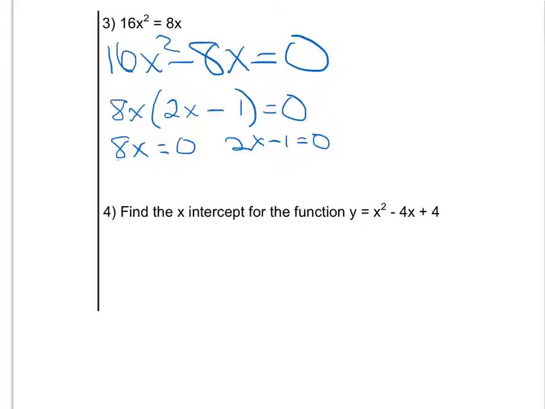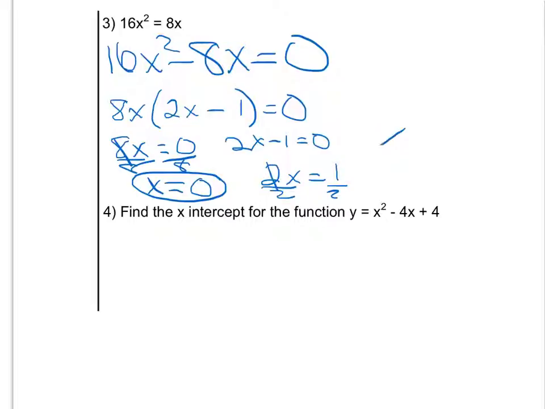Solving 8x equals 0, I'll divide by 8. Those cancel. It's okay to have 0 on top. It just equals 0. So I get x equals 0 for my first solution. Looking at this one, I'm going to add 1. And I get 2x equals 1, and then I will divide by 2. They cancel here, giving me x equals 1/2 for my second solution.